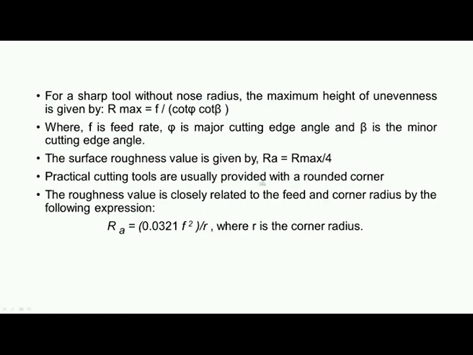Practical cutting tools are usually provided with a rounded corner. If it is very sharp, it will break easily, so we get a blunt corner on the tool. The roughness value is closely related to the feed and corner radius by the following expression. We can use this if we know the corner radius, or the tool nose radius, and the feed rate, and calculate what Ra value we are going to get.